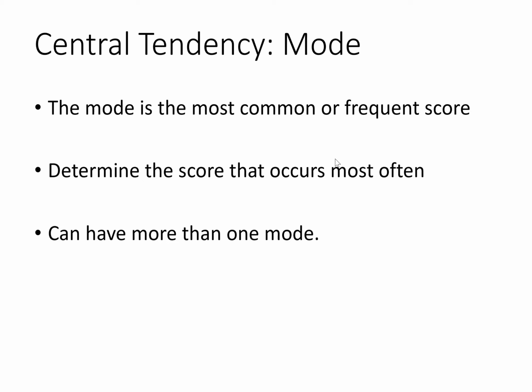The mode for some types of variables may be the only measure of central tendency that is useful. So if it's a nominal variable, counting the number of cases that fall within each category of the nominal variable is likely to be the only measure of central tendency that you can report, because in most cases, it won't make sense to report a mean or a median for a nominal variable.